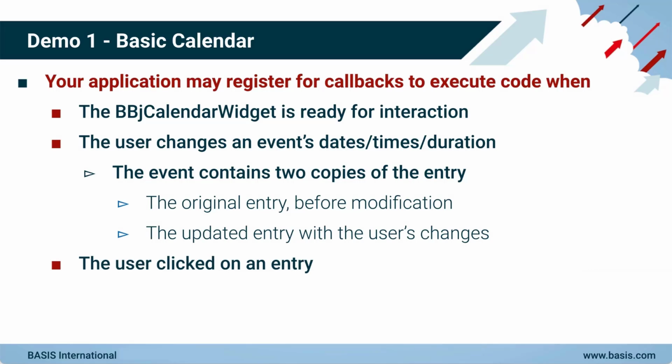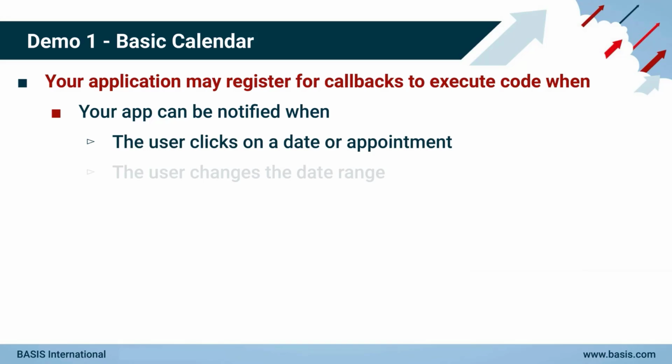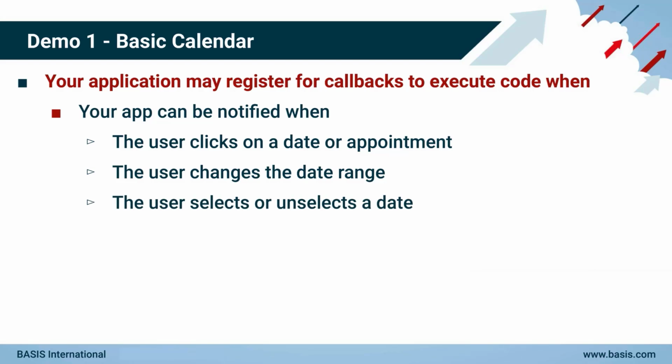Your callback routine can then update the appointment data in the source, database, or file, persisting your user's modifications. There are several other callbacks available as well, so your app can be notified when the user clicks on a date or appointment, the user changes the date range, such as advancing to the next or previous month, the user selects or unselects a date, which can be useful for date or range selection. The user changes views, such as switching from the month view to the list view.